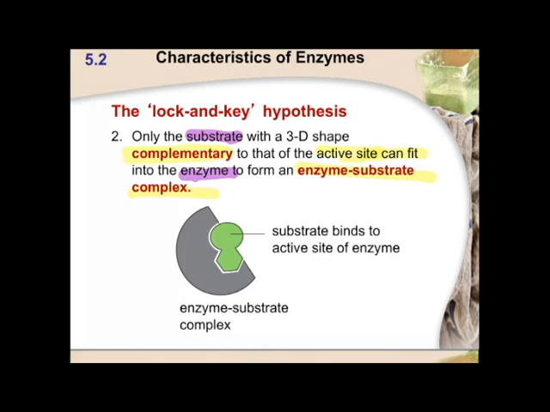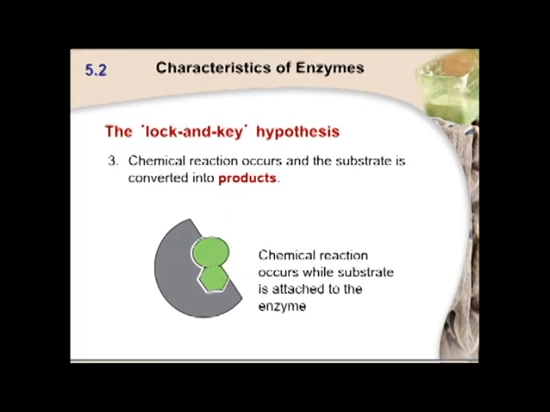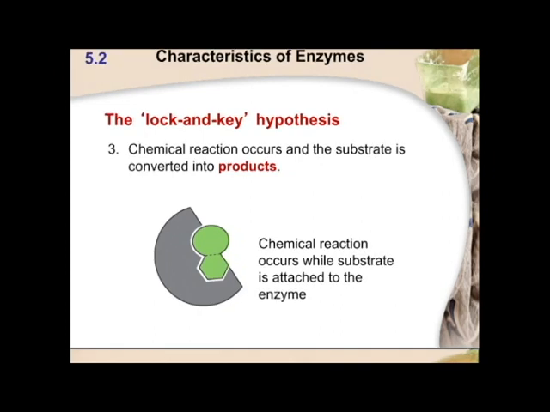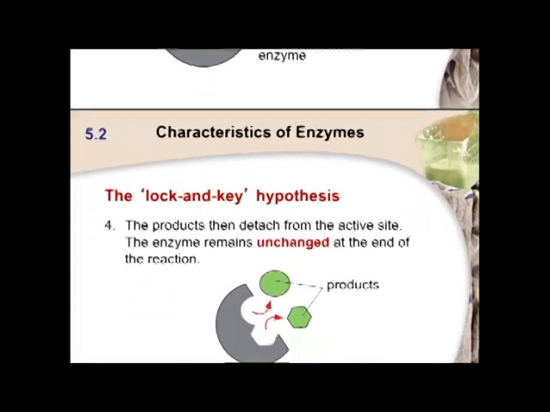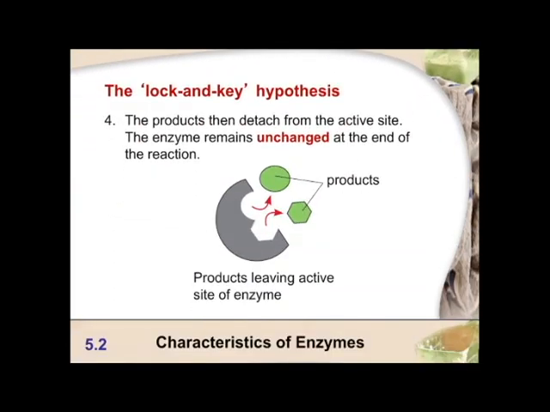Okay, next we look at the third stage, where the chemical reaction occurs and the substrate is converted into the product. So you can see that eventually there will be some form of reaction between the substrate and it will slowly change in shape, leading to it forming a product with a shape that is no longer complementary to the active site of the enzyme. So next, the product detaches itself from the active site, and the enzyme remains unchanged at the end of the reaction. Therefore, at the end of the day, the enzyme still remains the same shape, so it can be reused again, but not the product.